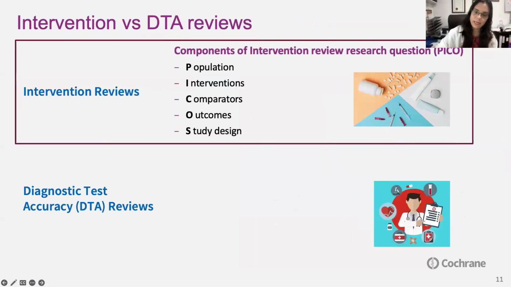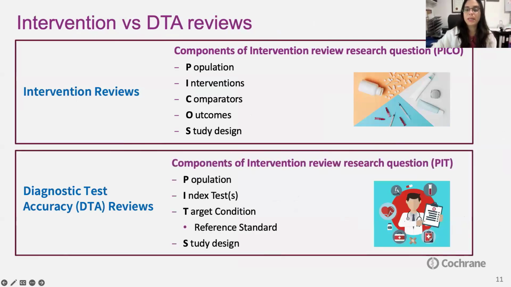Now, when defining the research question in intervention and DTA reviews, the key elements to be defined are similar, but not the same. As you know, in the intervention reviews, we have to define the PICO criteria: population, interventions, comparators, outcomes, and study design. Whereas in DTA reviews, we have a different acronym, let's say 3 different key criteria to define. So we have the population, the index tests, and then the target condition.